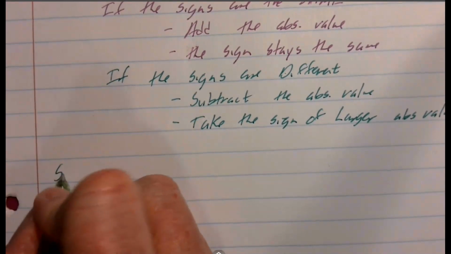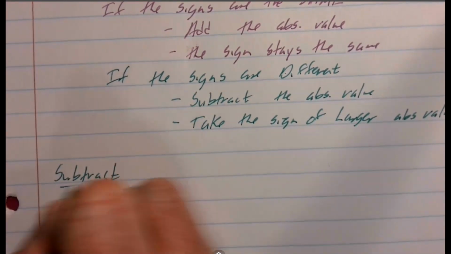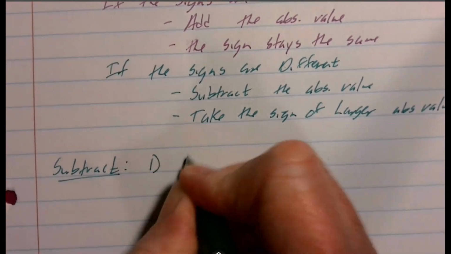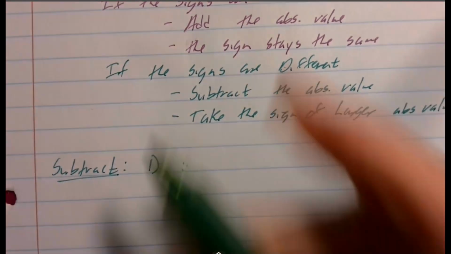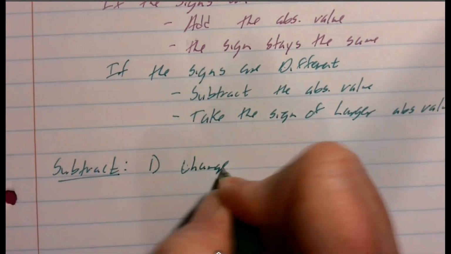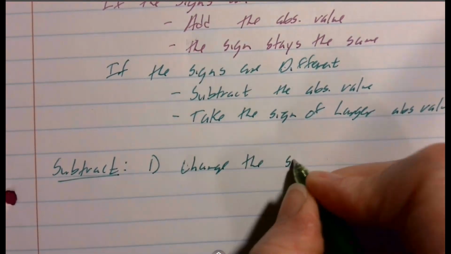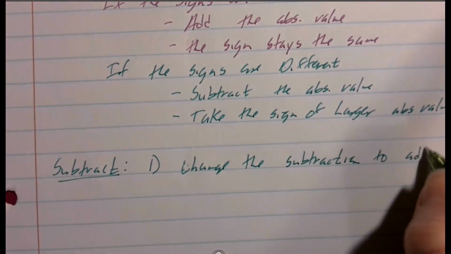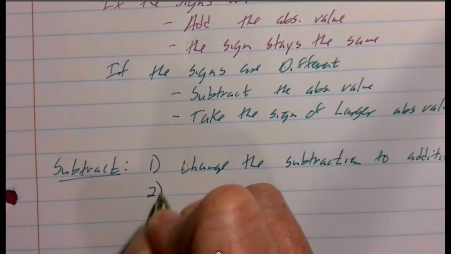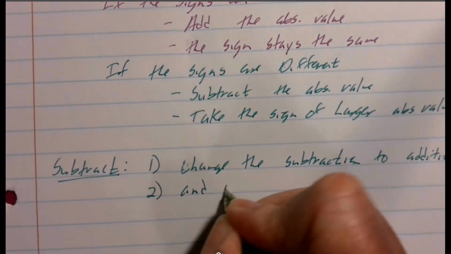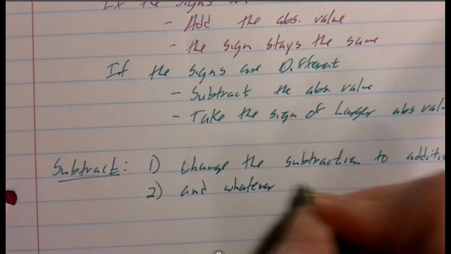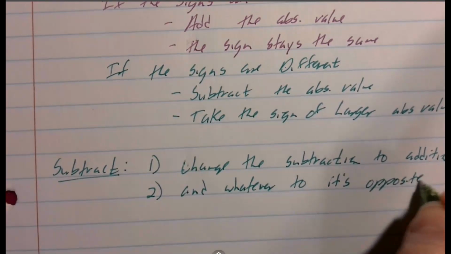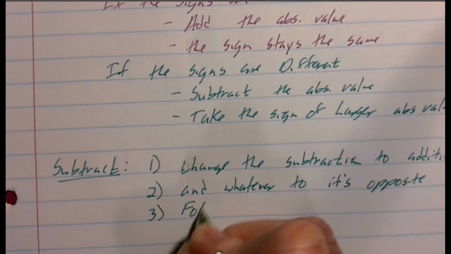And if I'm going to subtract, this one's really fast and easy. If I'm going to subtract, the first thing I'm going to do is change, begins with a C, not an S, change the subtraction to addition, and whatever follows the subtraction sign to its opposite. And then you're just going to follow the rules for addition.